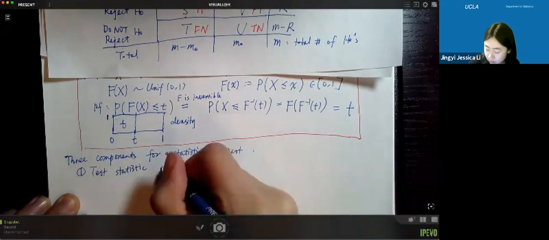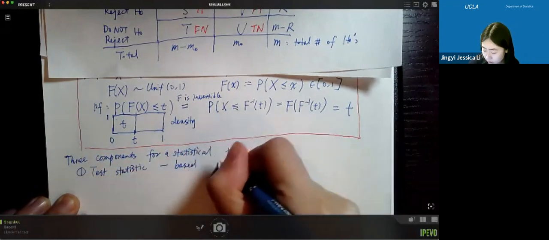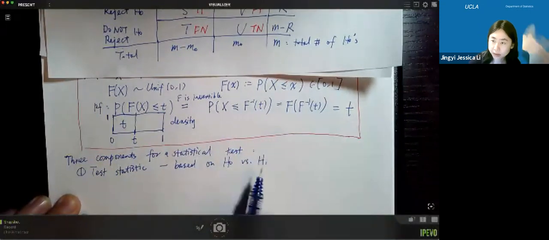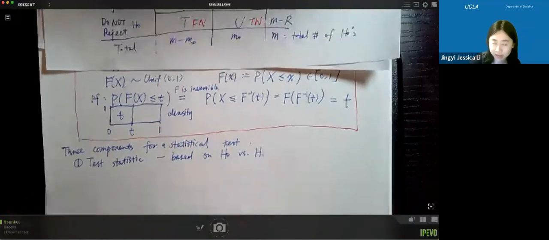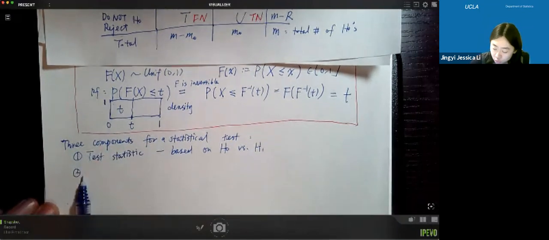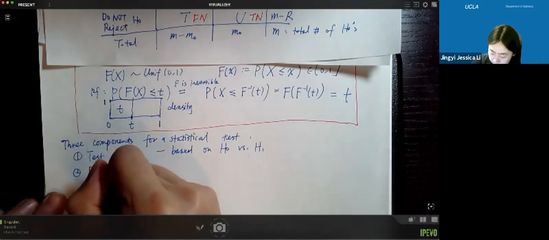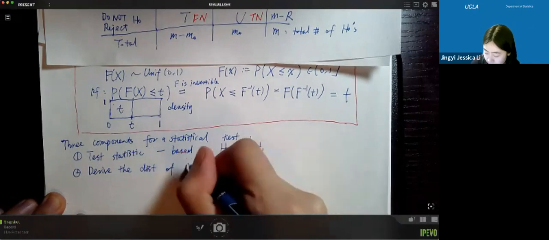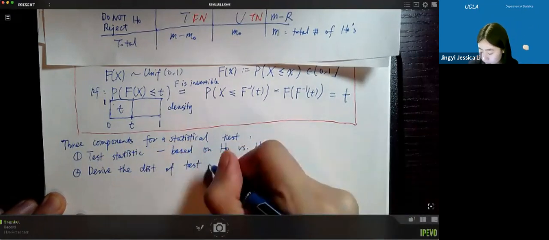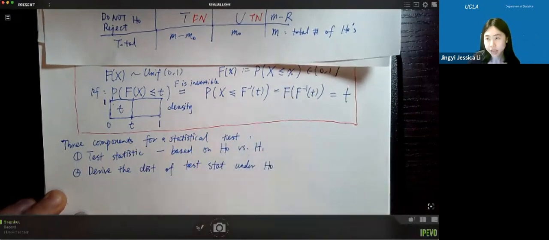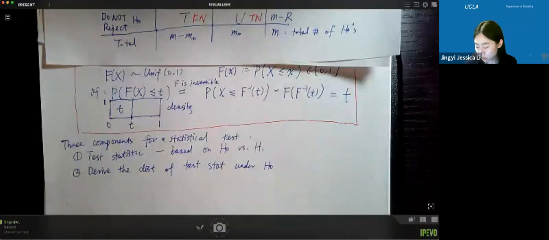And this is based on the null hypothesis, the null hypothesis and the alternative hypothesis. These two are based on your scientific question, the question you want to ask, such as differentially expressed genes. And the second and the most tricky step is to derive the distribution of the test statistic under the null hypothesis, under H0. And we said that we have multiple ways of doing this.